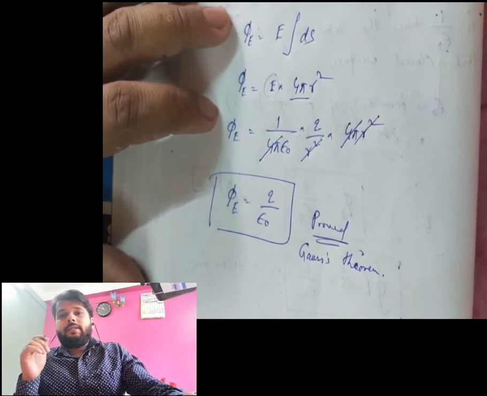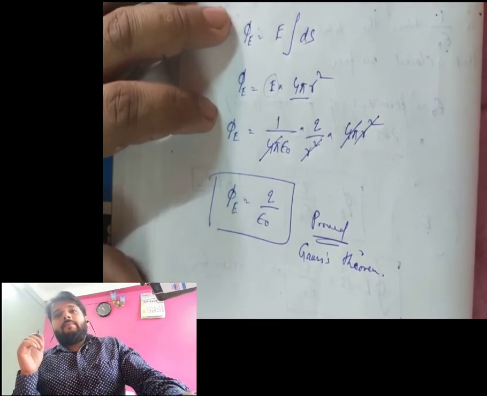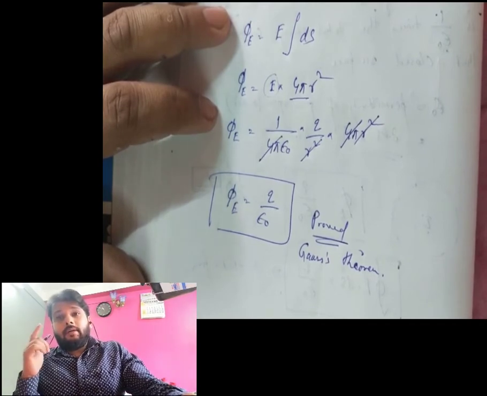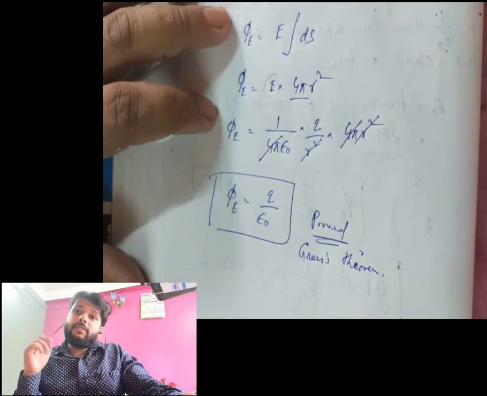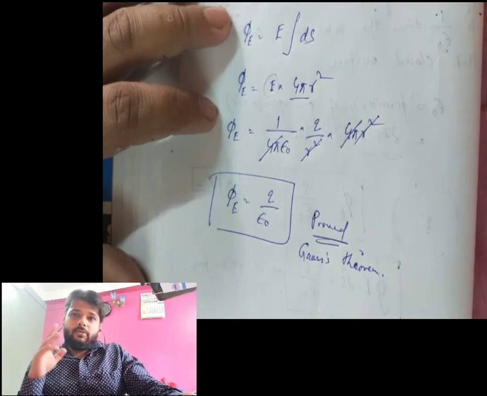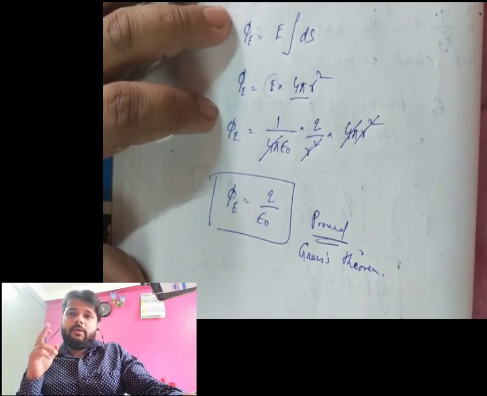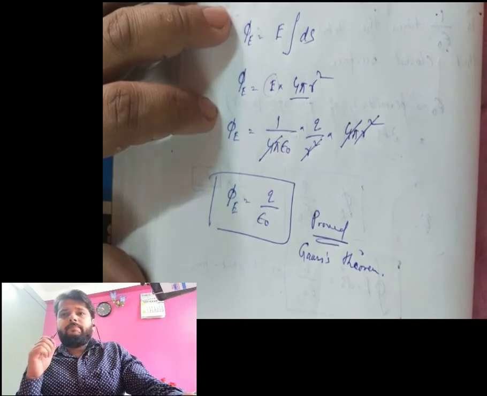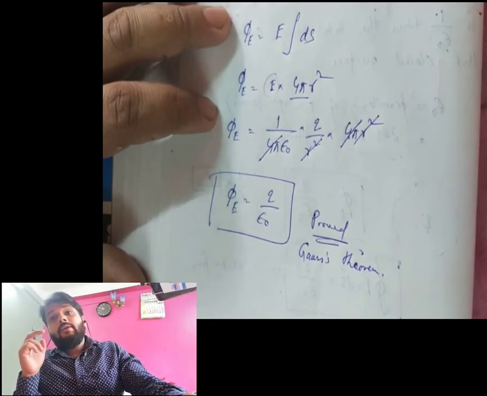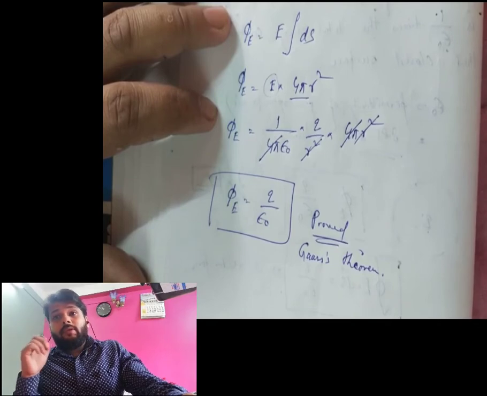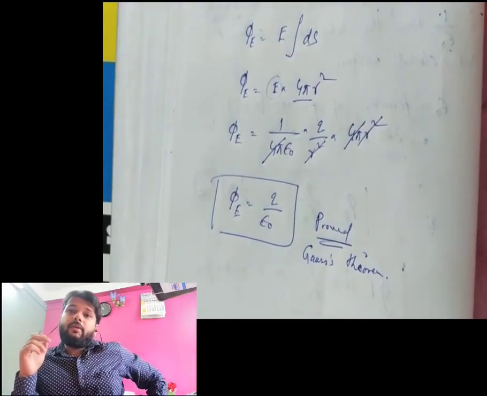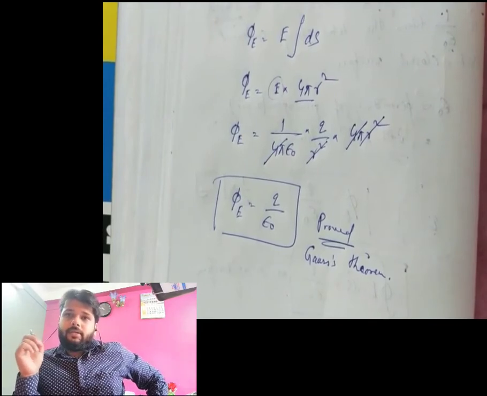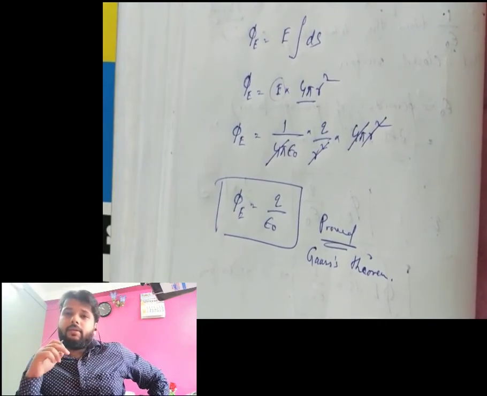Next, we studied that if we have a cube within an electric field, the electric flux is 0. I have already shown you that. Next, the electric flux linked with a closed surface, and that too an irregular one. We write phi is equal to the closed integral of E dot ds.